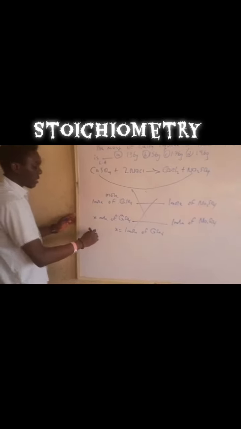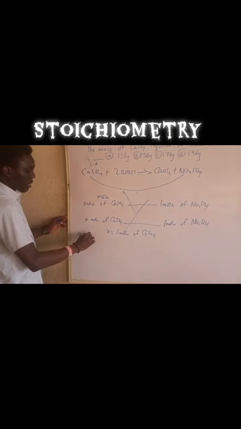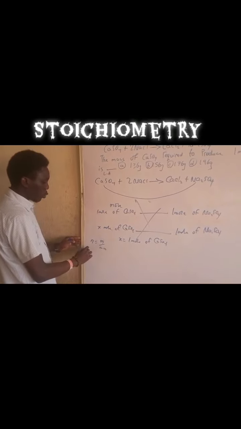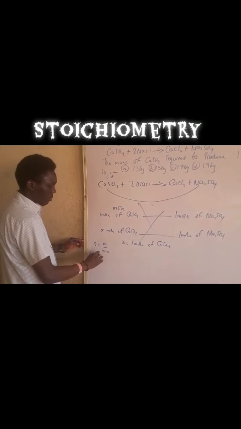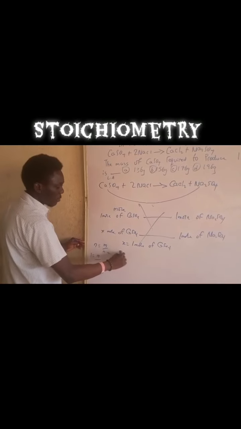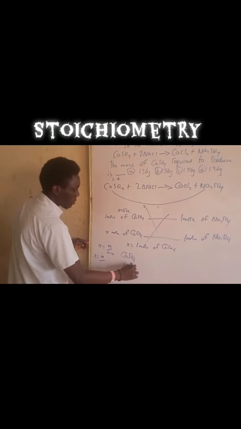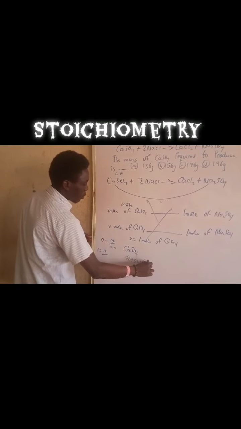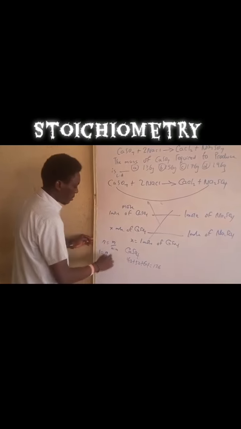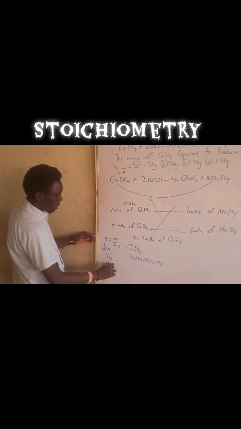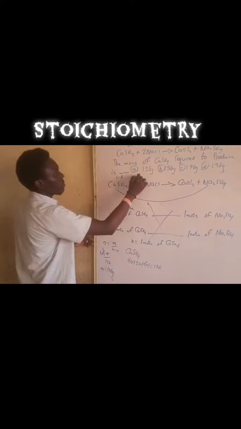We can now go back to the formula that says number of moles is equal to mass over molar mass. Remember that for CaSO4, number of moles, 1 mole, is equal to mass, which we are looking for, over molar mass of CaSO4. CaSO4, that is 40 plus 32 plus 64, which will give me 136. So you cross multiply, you have the mass is equal to 136 gram.